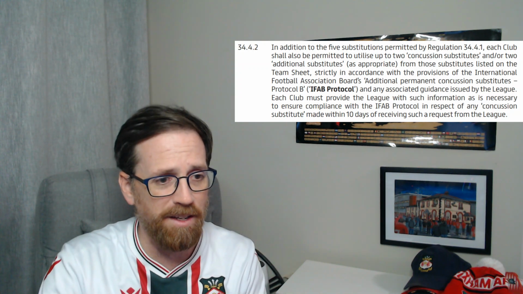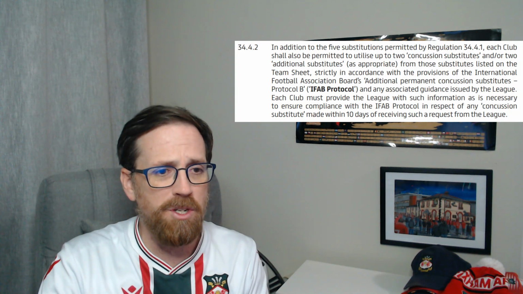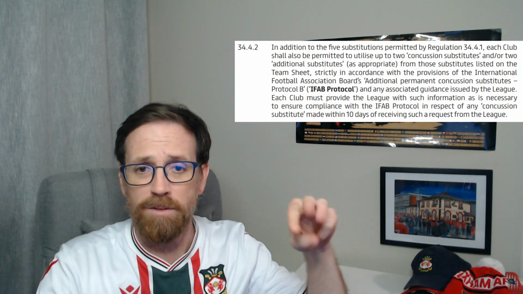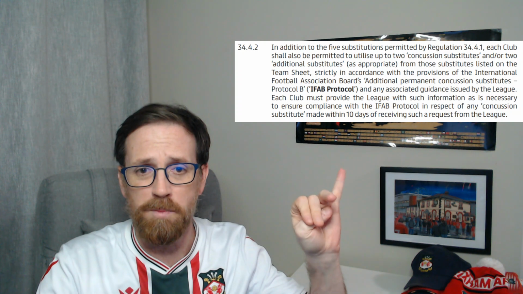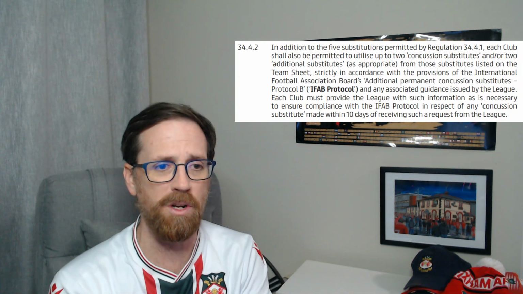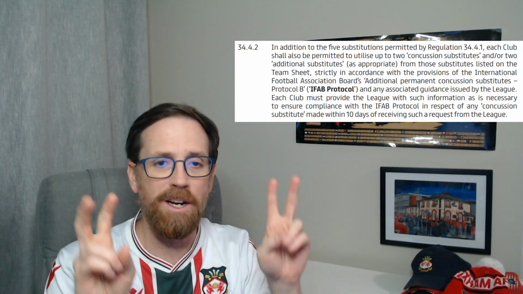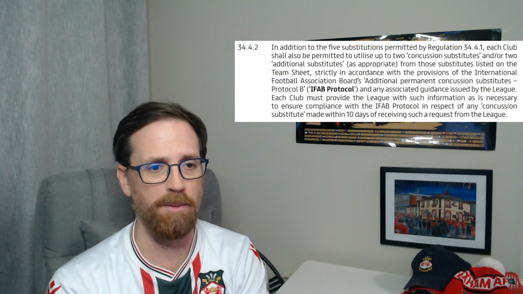My pedantic overviewing anyways. So in addition to the 5 substitutions from the general rule that we went over, 3 substitution windows plus the half and the 5 subs, there are 2 additional substitutes that will be permitted to utilize up to concussion substitutes and or additional substitutes as appropriate from the team sheet.